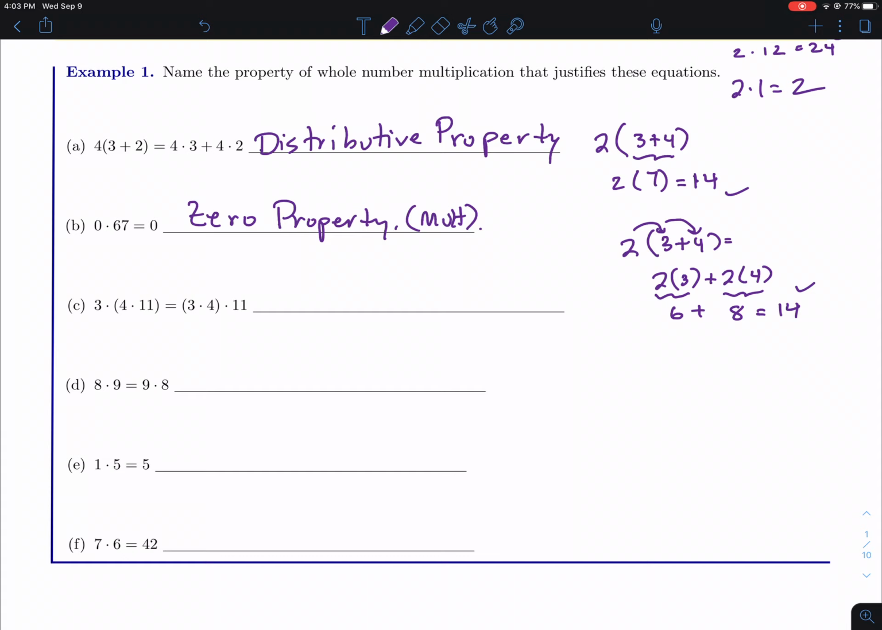So 3 times (4 times 11) equals (3 times 4) times 11. Associative. Yes, good job. You guys are fast. I can barely even get these done before you guys are shouting out answers at me. This is cool. All right, 8 times 9 equals 9 times 8. Commutative, good.